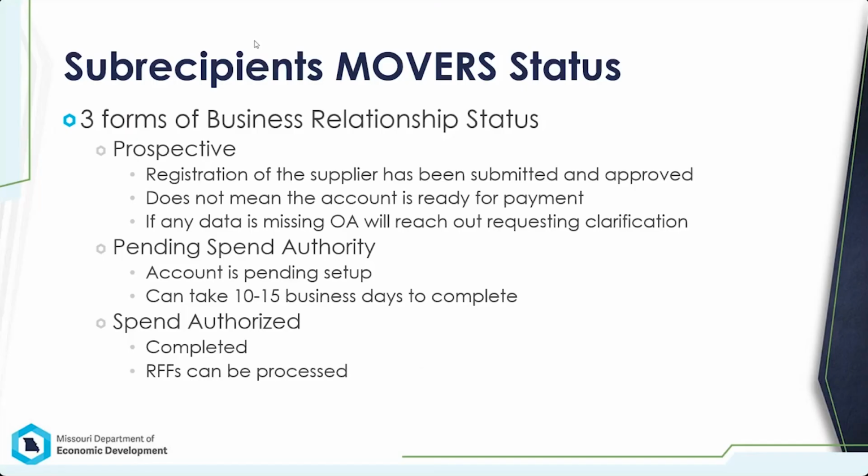Pending spend authority is the second status, which is account is pending setup. Can take up to 10 to 15 business days. As you guys know, it can take even longer, especially since the entire state is moving into this. We got to get as many of our, not just sub-recipients, but other people who do business with us in there as well. And then the spend authorized is the completed, and this is when we can start processing those RFFs.